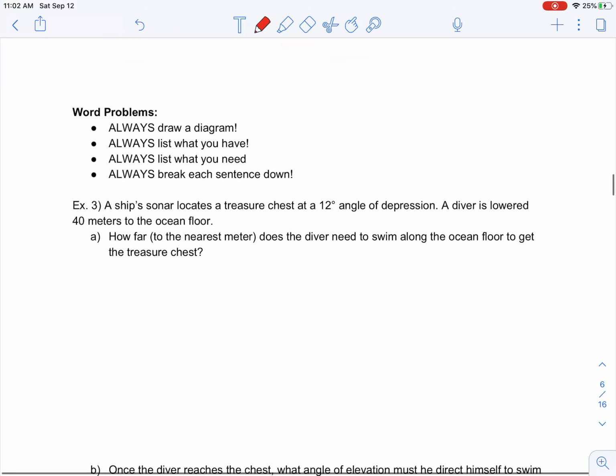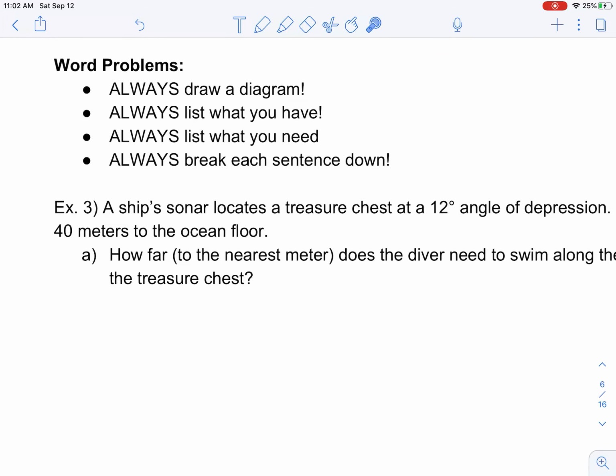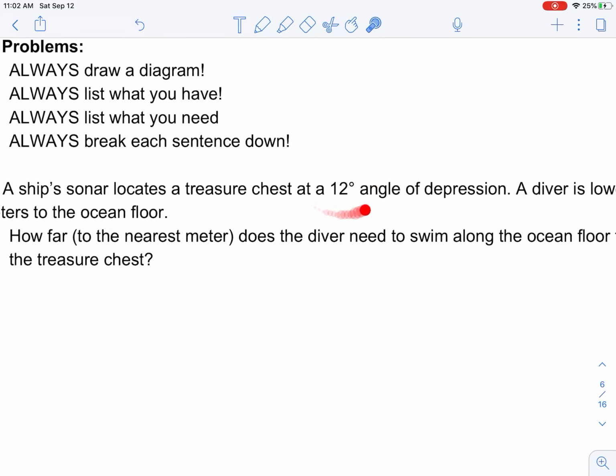So we got one more question to do. It's a multi-part question, and it's all about word problems. With word problems, you need to get into the habit, and this is not just for word problems, but especially word problems, of always trying to draw a diagram. If you can visualize it, your brain can understand it better. Always list what you have. Even if it says in the question, list it somewhere in your own words.